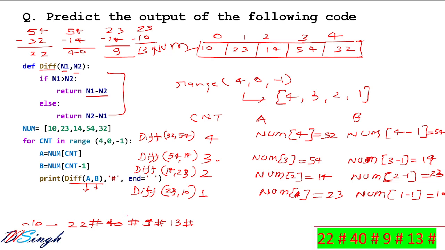So this will be your output. Let us see the output. 22 hash, 40 hash, 9 hash, 13 hash. So this is the output here.